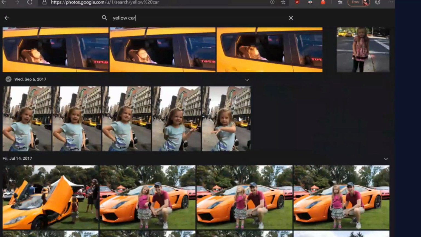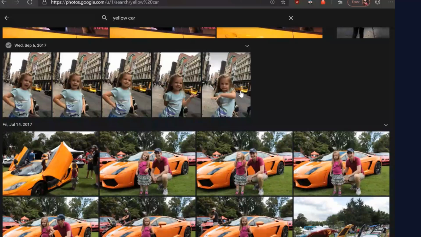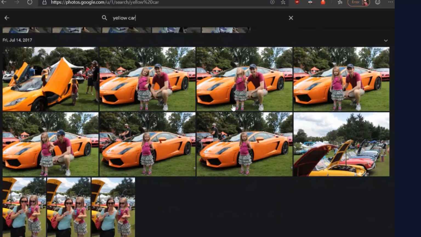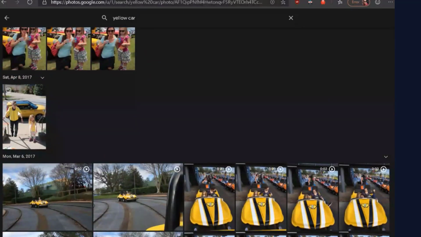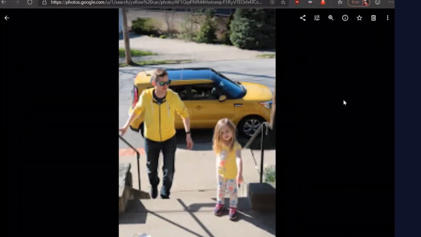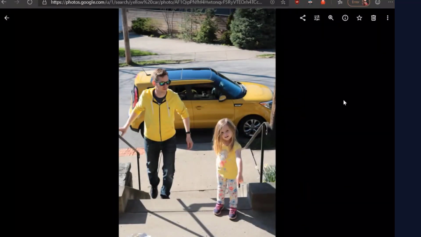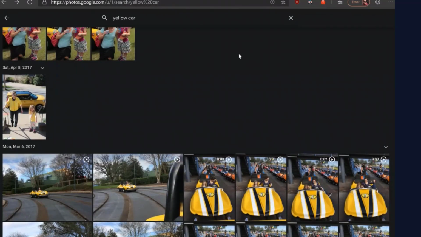Hey, look, there's a yellow car. There's a cab right in the background there. See, it's like I like yellow or something. Okay, this is my yellow car. It can do a fairly good job of predicting these things.